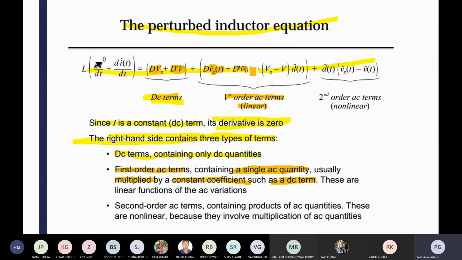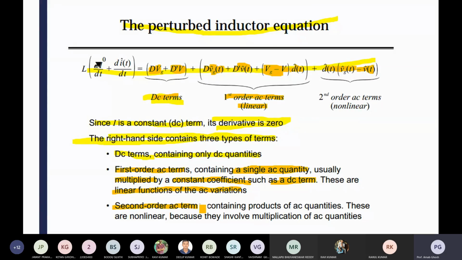One is a constant value, another is the single AC component, so it is a linear function of that AC variation. If time is varying in a linear condition, your Vg value is also changing with respect to time. Though it is a function of time, it has linear variations. But if d cap t is multiplied with v cap g, and d cap t is multiplied with v cap t, then what happens? It is a second order equation, a second order AC term.